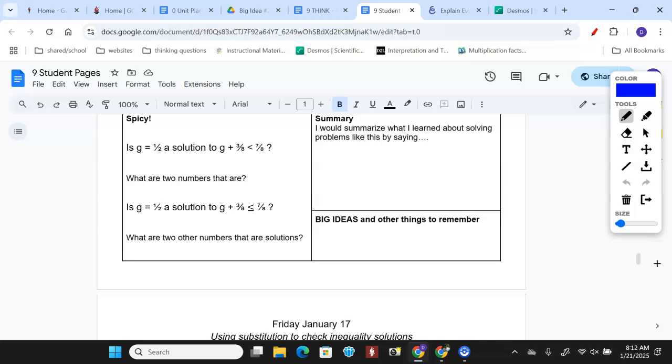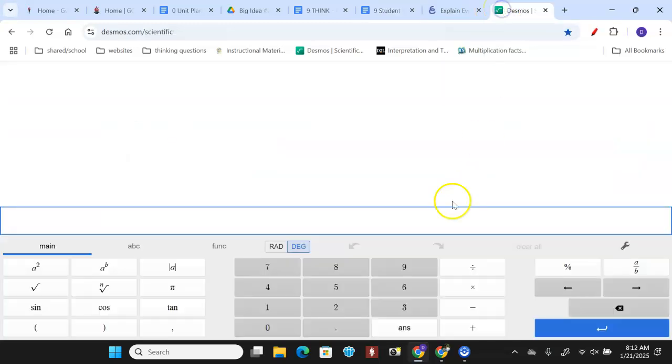Is 1/2, g equals 1/2, a solution to this inequality? Let's check. If I substitute 1/2 in for that, I get: is 1/2 plus 3/8 less than 7/8? So a couple options here. I need to see if that's true or not. You can use your Desmos calculator. We can go ahead and do that and see. Is 1/2 plus 3/8, what do we get?